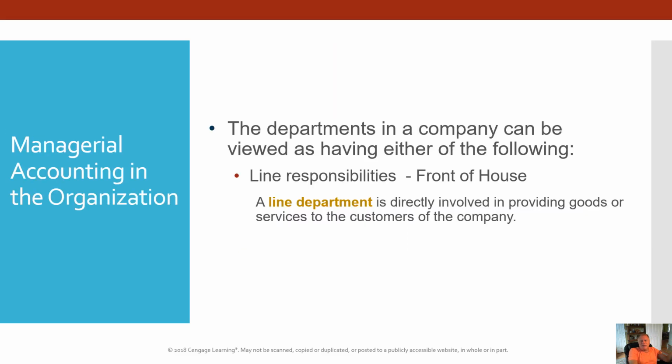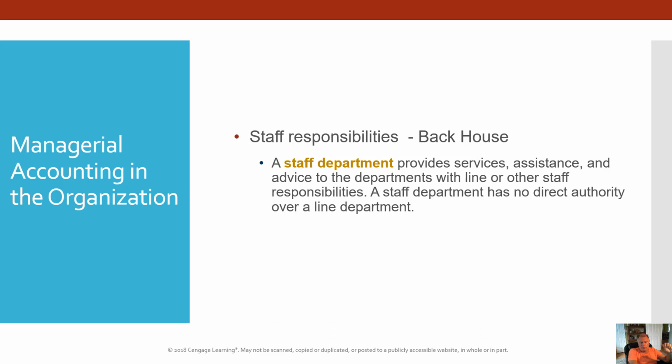A lot of times people look at things as line responsibilities, a line department, which is directly involved in providing things to the customer. And if you're in a restaurant, it's the front of the house. Okay, that's the hostess, that's the front end manager, that's the servers, that's the busboys. So that's front of house, direct interaction with the customer. The second is staff responsibilities, back of house. A staff department provides the services and things to the line, but they also make stuff, so they're integrated.